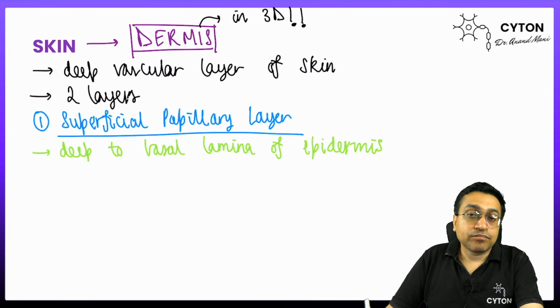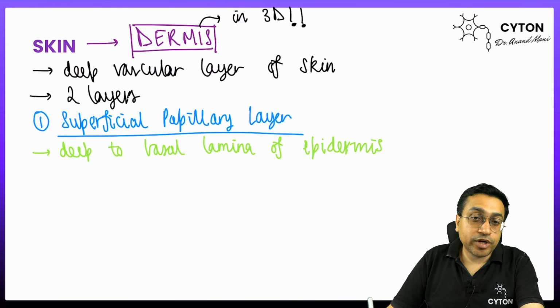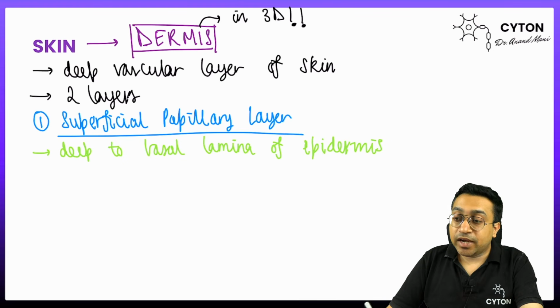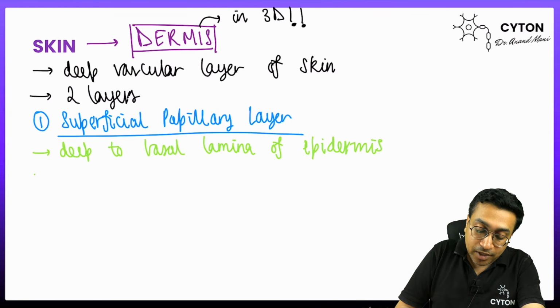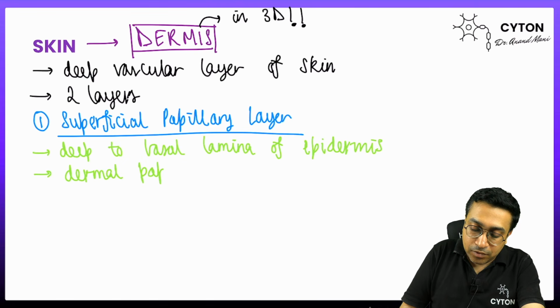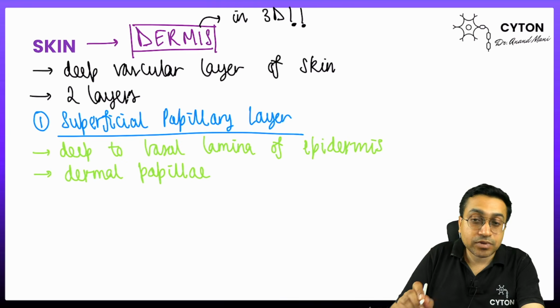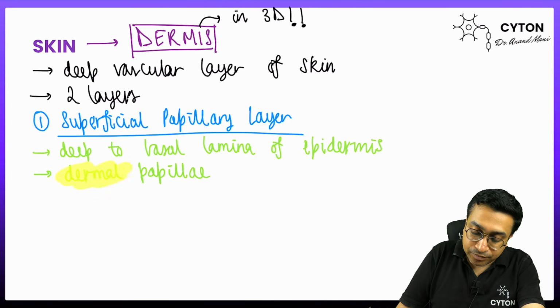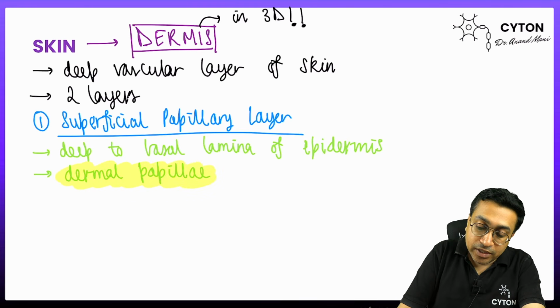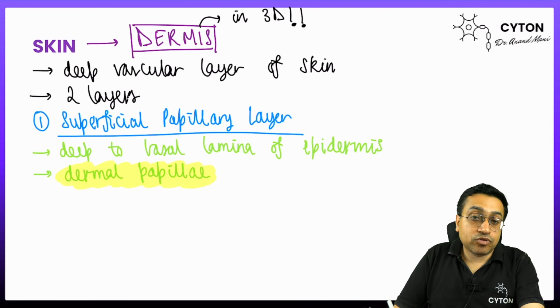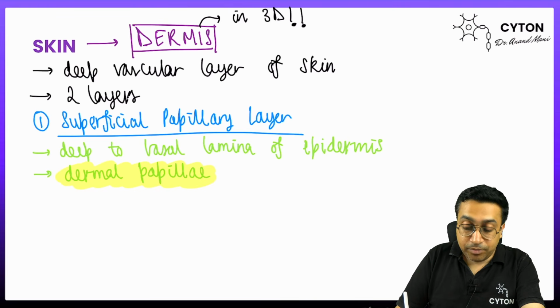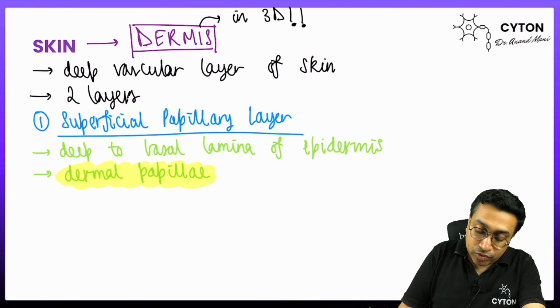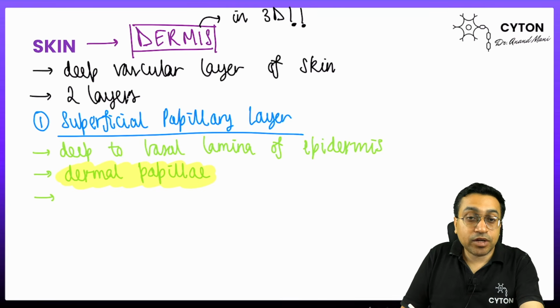Okay. This consists of again loose connective tissue. It shows finger-like projections into the under surface of the epidermis, and these are known as dermal papillae. Okay, highlight dermal papillae, it is important. And then the epidermis also protrudes into the dermis.